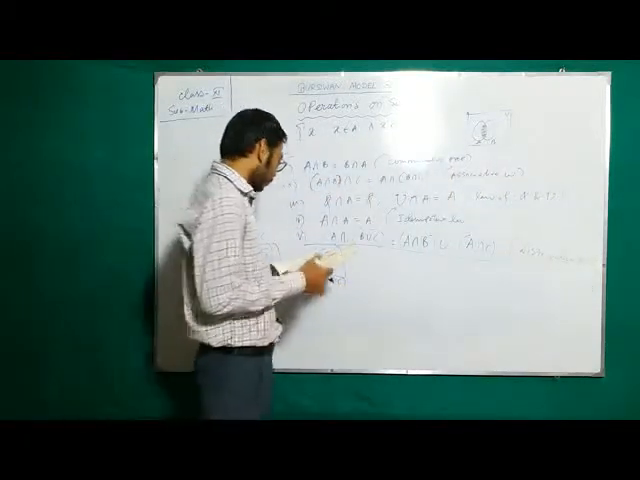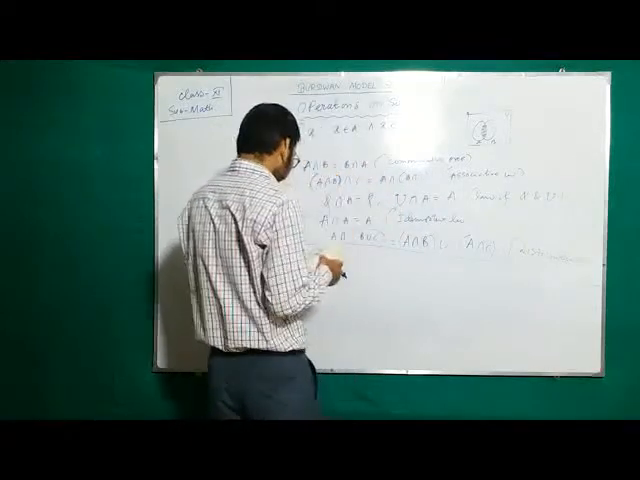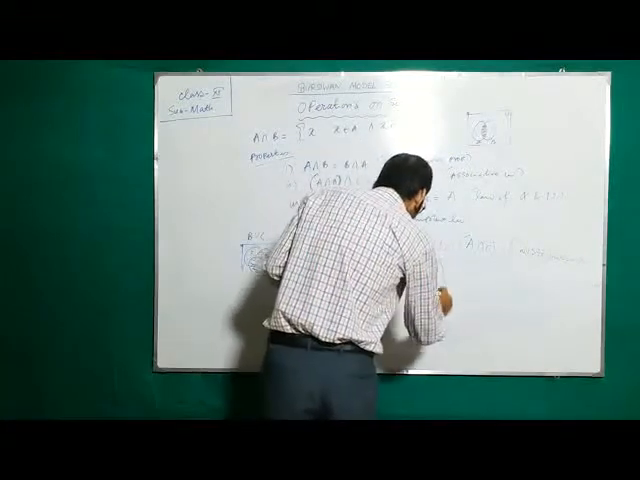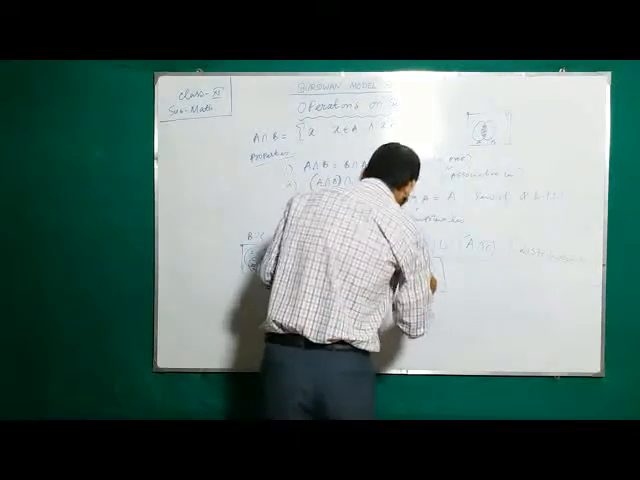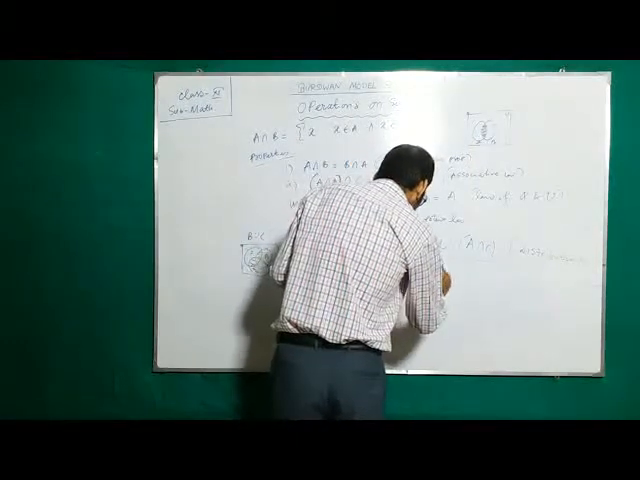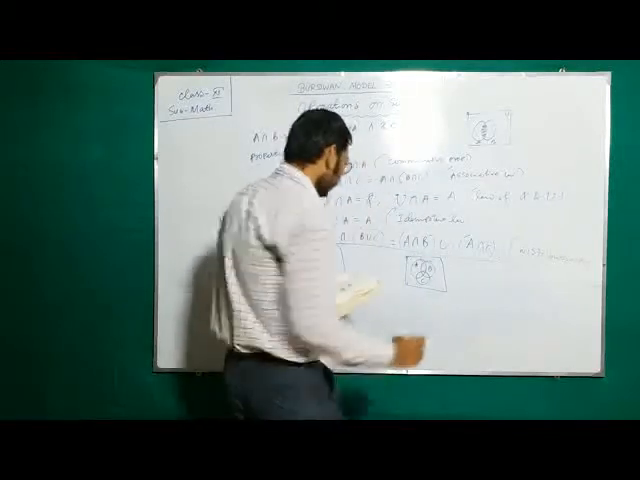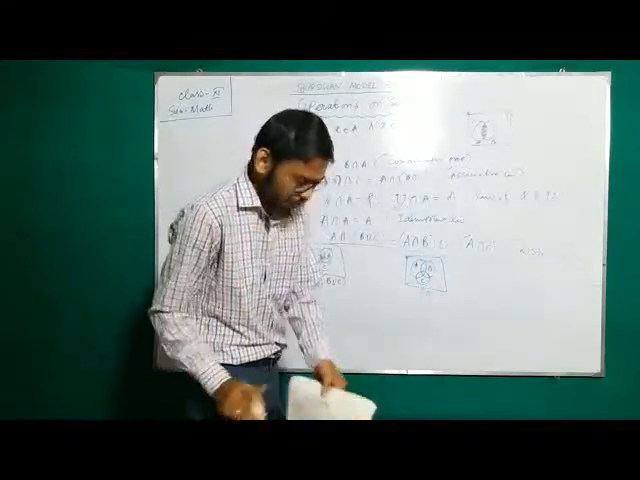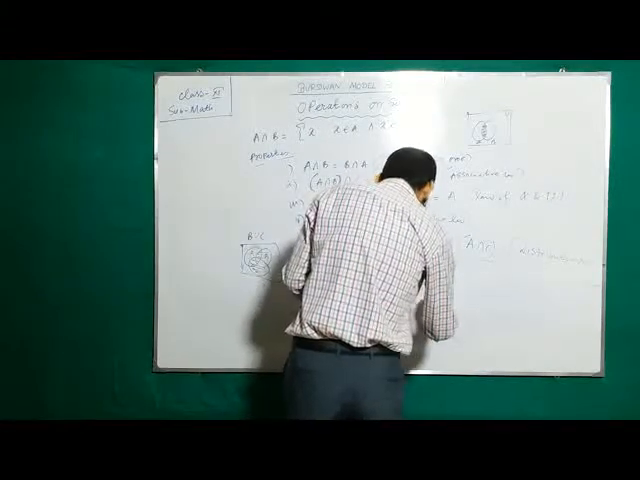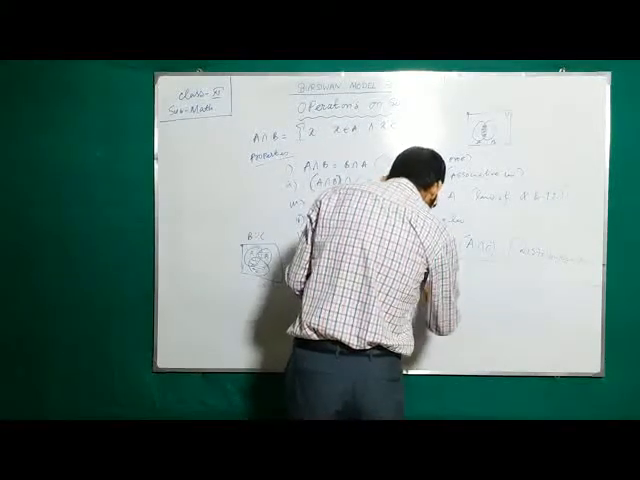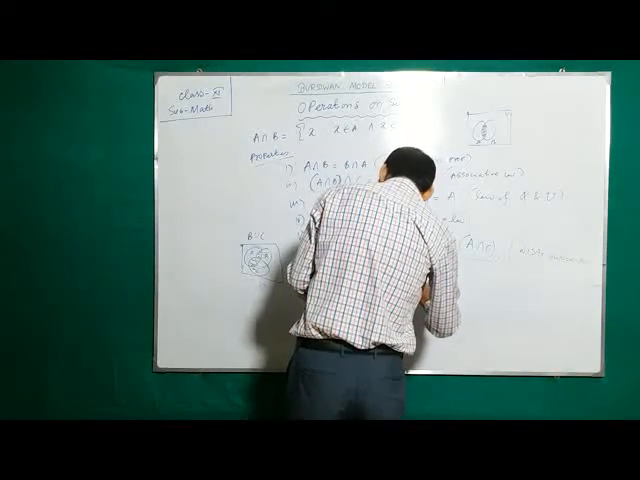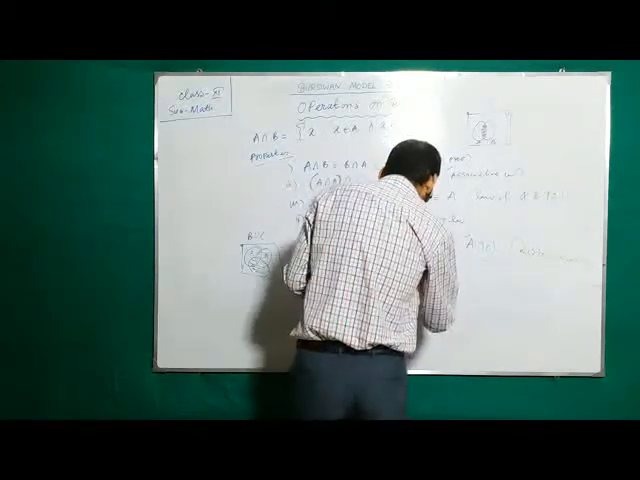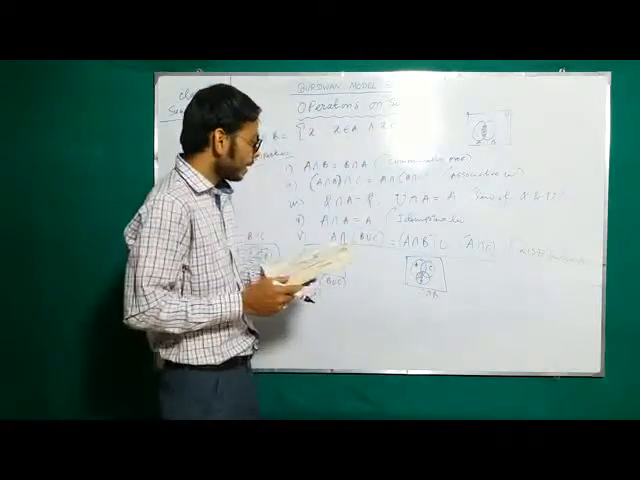Now move on to the right hand side. Here the first portion is A intersection B.